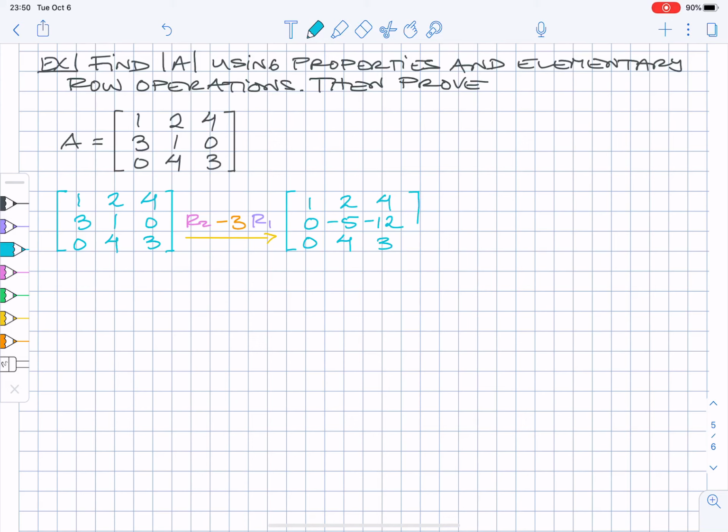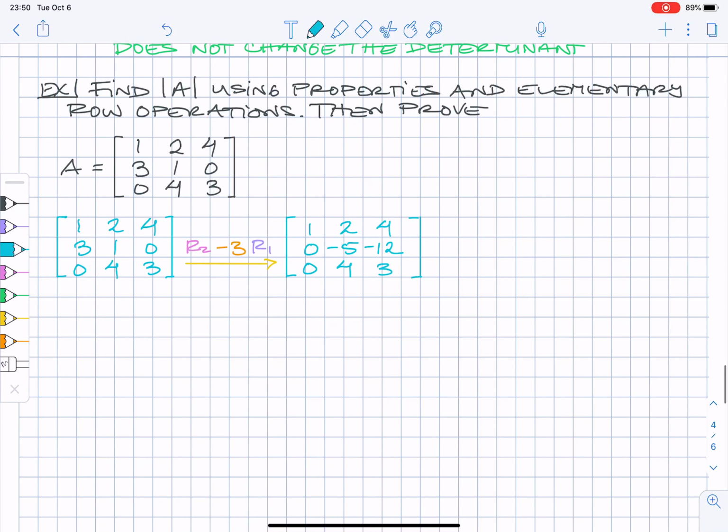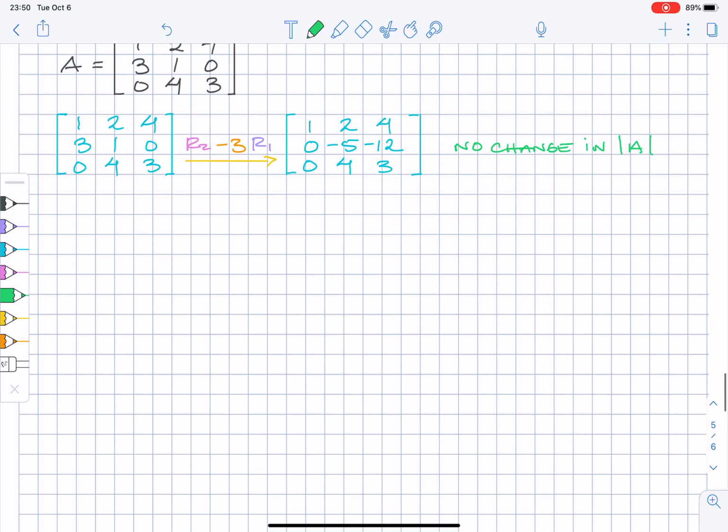So what did I do? I just added the entries of one row to another. So do you agree this is no change in the determinant of A? So I haven't changed the determinant by doing that.